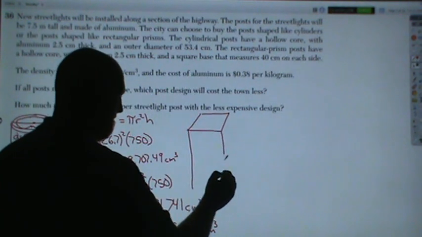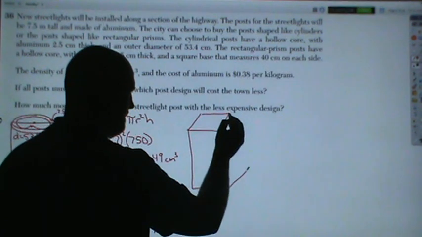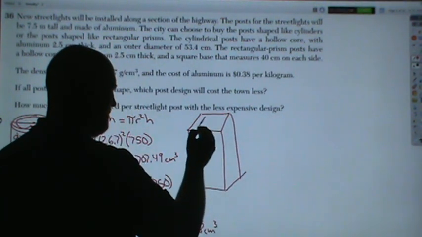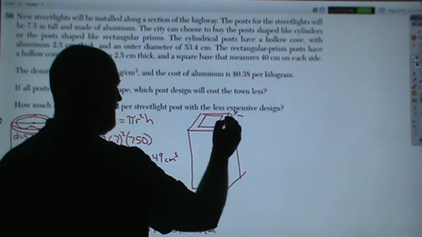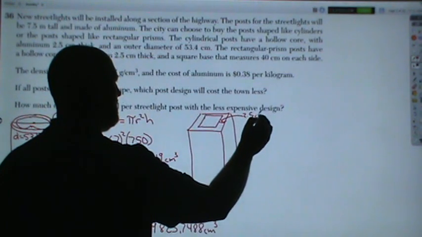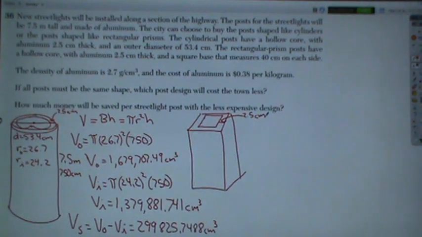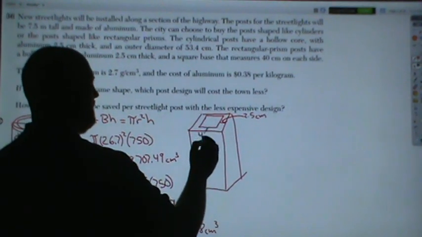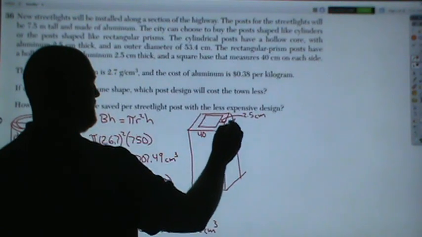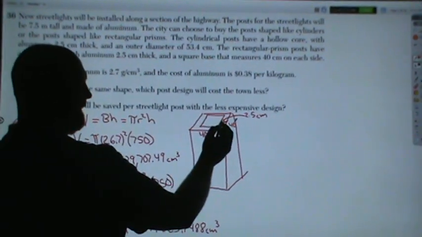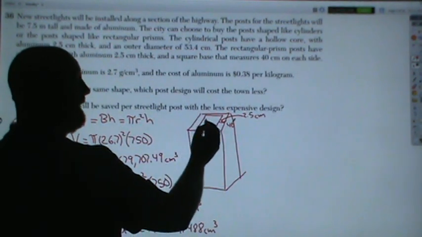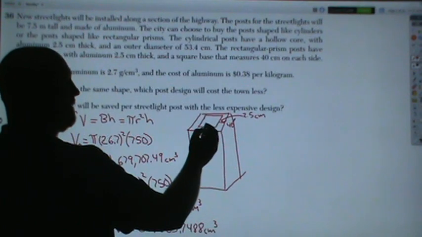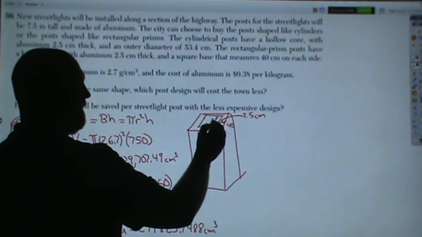Square base, 2.5 centimeters thick, same thickness that we had before. So this right here is 2.5 centimeters. And it says that the square is going to measure 40 centimeters on each side. So 40 centimeters here, 40 centimeters here. If this is 2.5 and this is 2.5, I'm really taking away 5 centimeters, right? 2.5 plus 2.5 is 5. So this is going to be 35 by 35 on the inside.